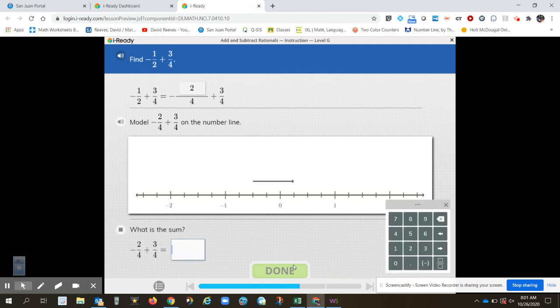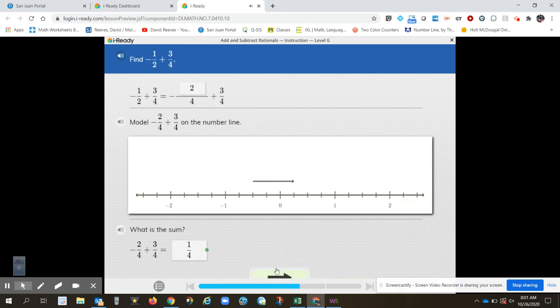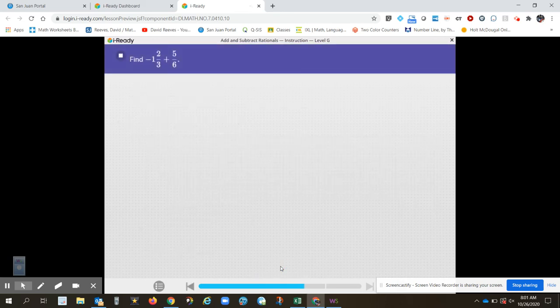And then the answer, of course, where are we at? Right there. Where did we end up at? That is 1/4, 2/4, 3/4. So we ended up at 1/4. Okay? All righty. Let's see what they have up for us next.